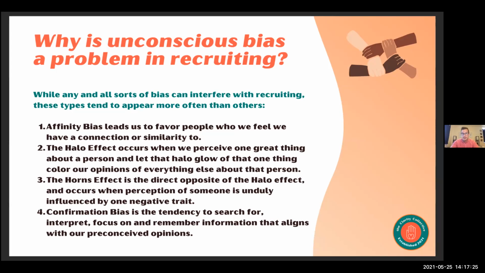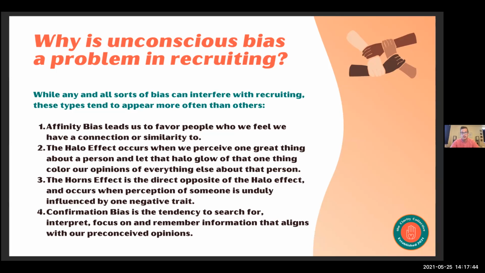So you'll see listed here on this slide, I guess, the top 4 types of unconscious bias that are most often seen in hiring. Very important, and I think it's good to note that there are so many different types of bias. The list is really endless.